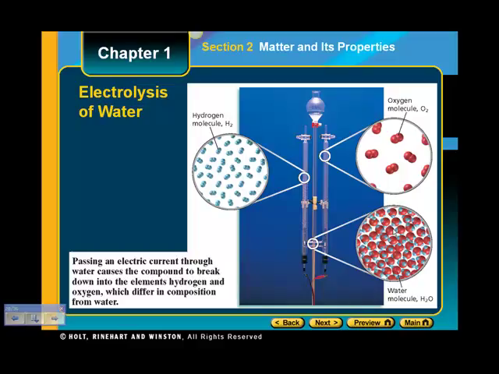When we add that type of energy to water, we can actually break the bonds in the water molecule and produce pure oxygen and pure hydrogen. And those two substances differ in their composition from water. And that was controlled by the addition of energy, right? So chemistry really is the addition and subtraction of energy.